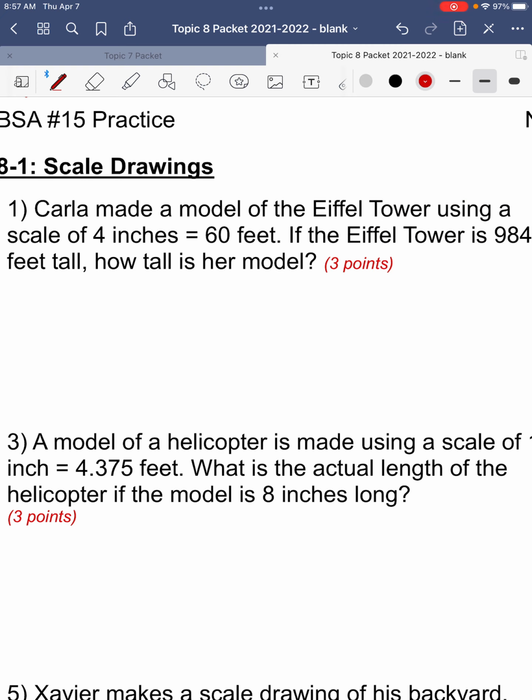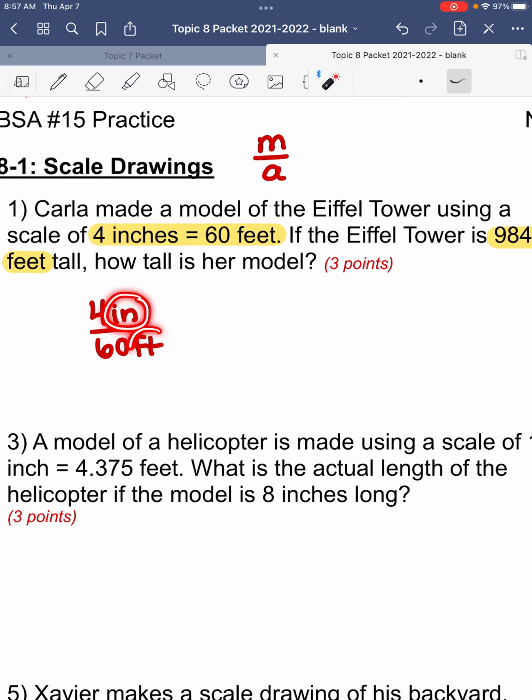So let's get started. Important information that I would highlight here is the scale is 4 inches equals 60 feet. Okay, we also know that the Eiffel Tower in real life is 984 feet tall. So remember, we set this up as the model over the actual. So I know that the model is measured in inches. So we have 4 inches over 60 feet. And it's important that I include my units here because this tells me that I want to have my inches all on top and feet all on the bottom.